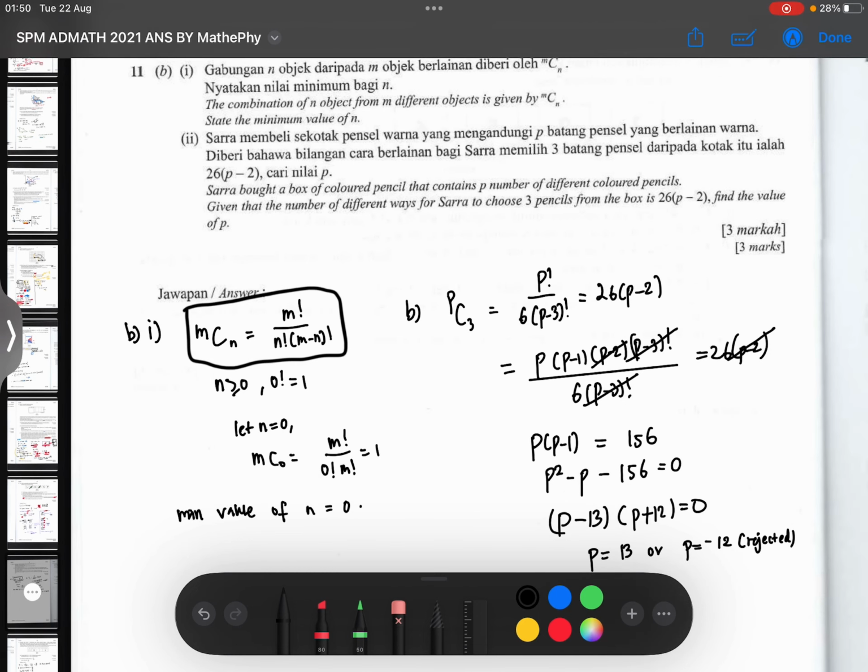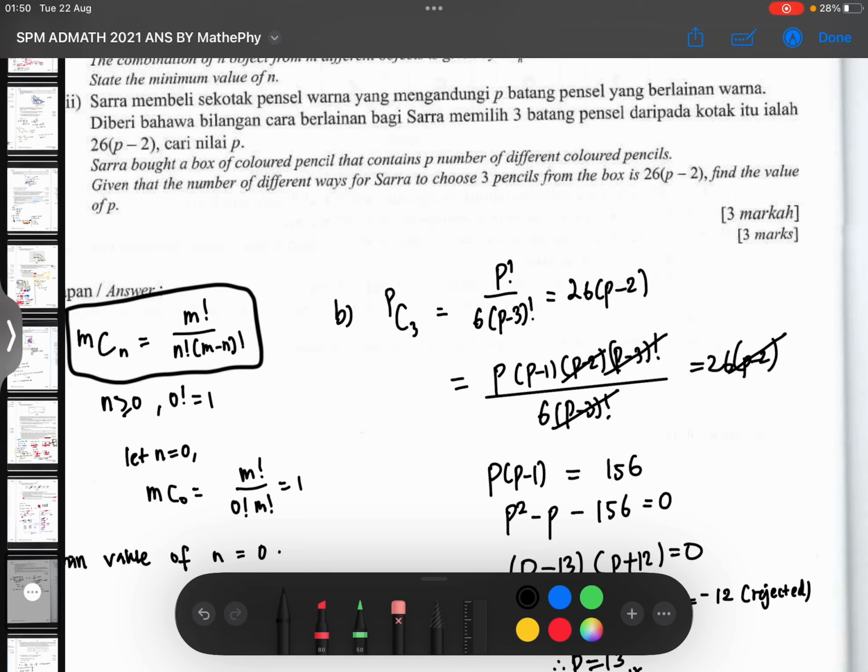Okay, question 2. Sarah bought a box of colored pencils that contained p number of different colored pencils. Given that the number of different ways for Sarah to choose 3 pencils from the box is 26(p minus 2), find the value of p. So this is actually pC3, because Sarah chooses 3 pencils from the box. The box has p numbers of different colors, so p choose 3. Just implement the formula like this. Then the number of different ways is given by this, so just equate.